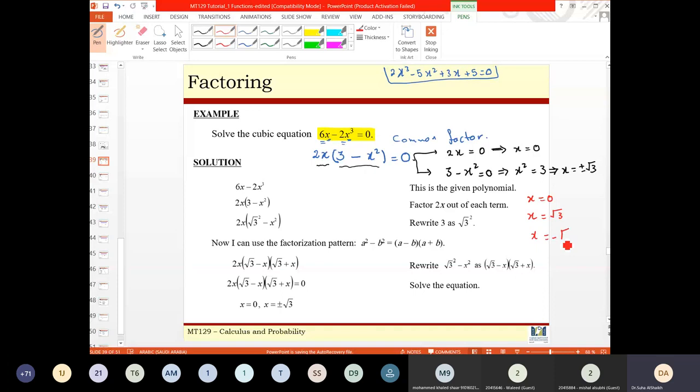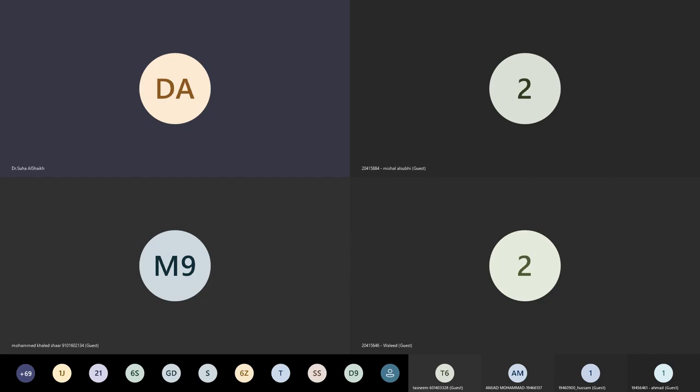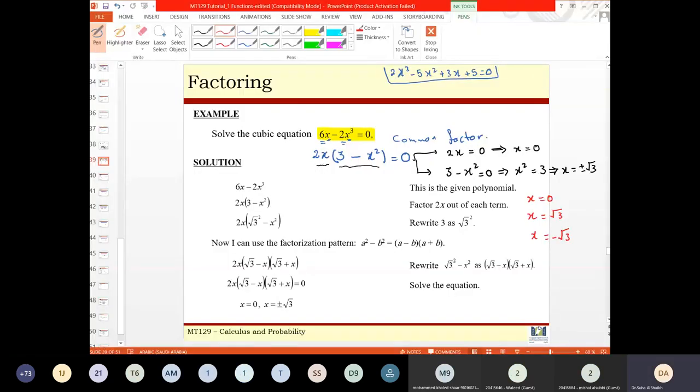Can you see my screen well? Is there a problem with the screen? So it's clear on my side, so the problem is from your side. So let me stop the sharing and do it again. What about now? What about now? You can see it?